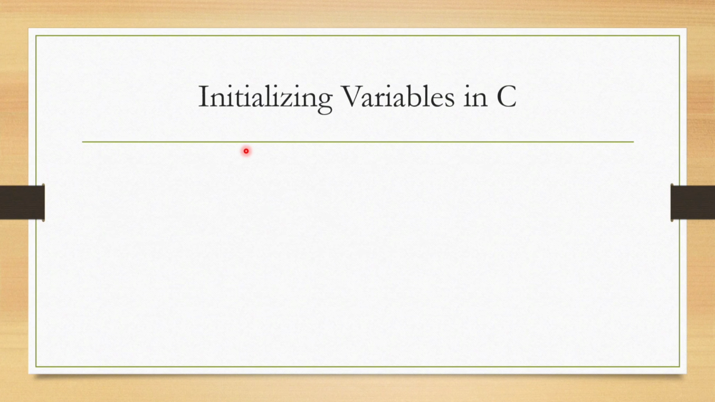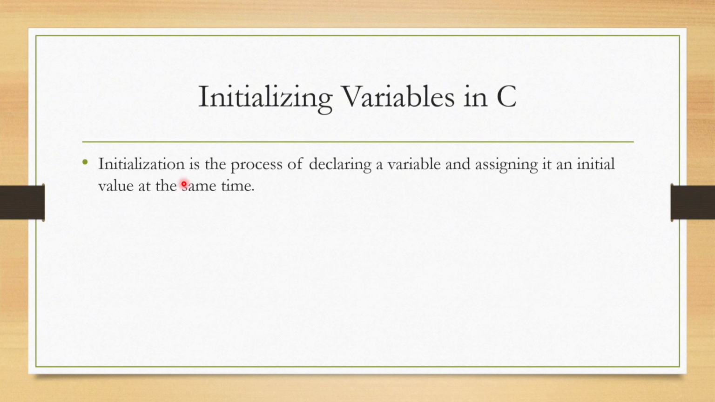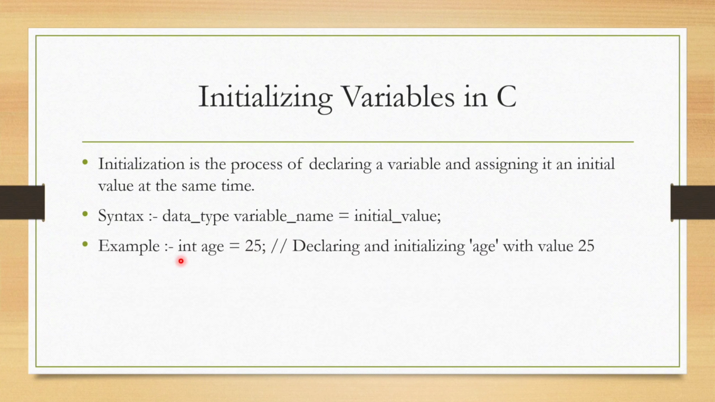Next we will have initializing a variable in C. Initialization is a process of declaring a variable and assigning it an initial value at the same time. Syntax for initialization is data type space variable name equal to initial value. For example, int age equal to 25, where int is the data type, age is the variable name and 25 is the initial value.